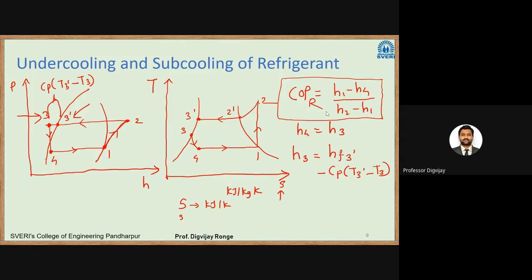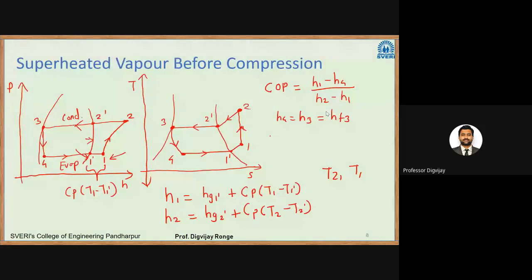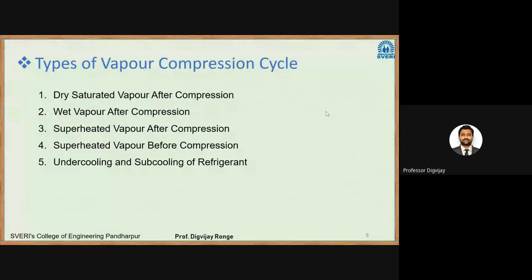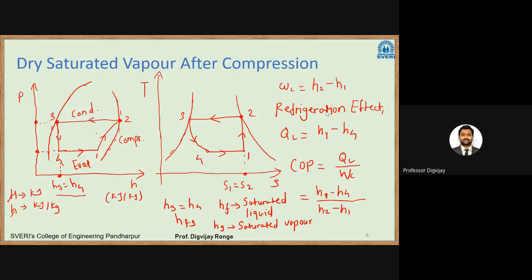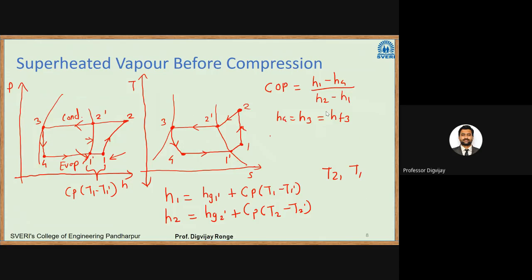So Rohit is saying third process. Third process means which one? Superheated vapor after compression. Wet vapor before compression. So yes, that I have skipped it. I think superheated vapor before compression. Okay, so this one, right? Okay, so he's saying that please explain.